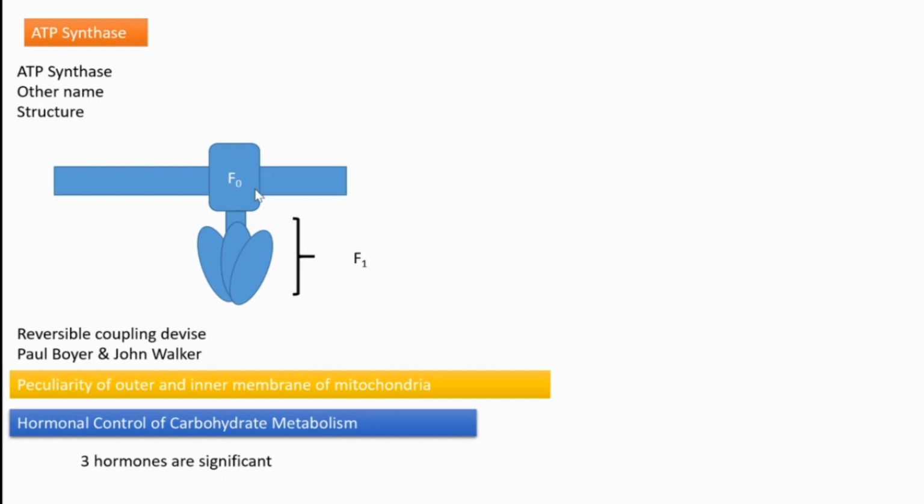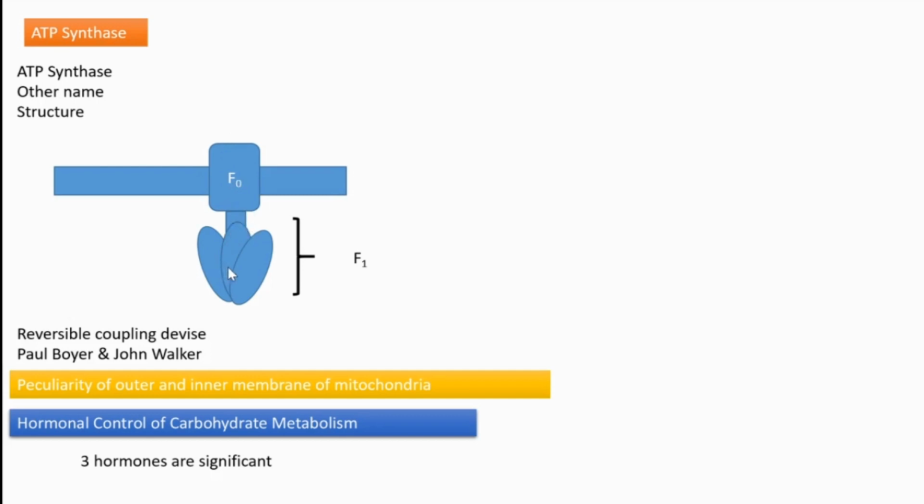Regarding the structure, it is a lollipop-like structure. It has two substructures: an F1 portion and an F0 portion, and a stalk is present. F0 is a barrel-like transmembrane protein composed of 10 to 12 subunits. They are arranged in the form of a barrel, a channel, and the central portion has a passage for the translocation of protons. And a stalk is present.